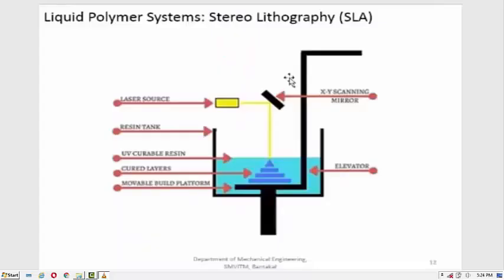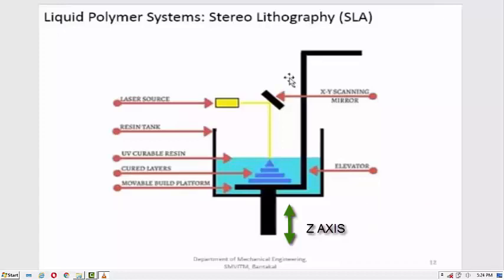The laser will be moving in the XY plane, the entire plane it is moving. The position is controlled by using an XY mirror. You have a mirror that can rotate in all the 360-degree directions so that it can position. This is the X-axis, and perpendicular to the screen will be the Y-axis. This vertical movement will be the Z-axis.